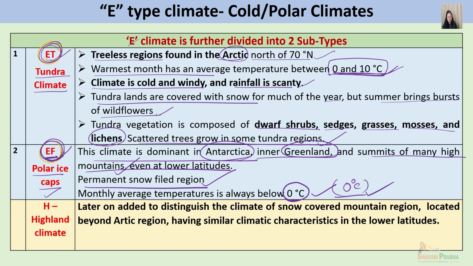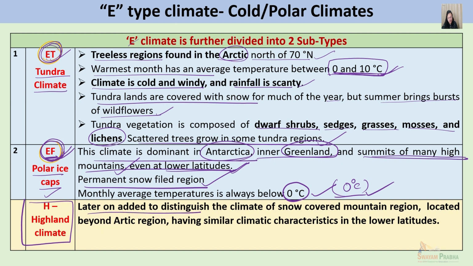EF type of climate is not only representative of polar areas, but it also represents the snow-covered mountain summits even at the lower latitudes. So initially it was very difficult to distinguish between the snow-covered areas of lower latitudes and the polar ice caps which are found in the polar areas. So a separate category in later revisions was formed to showcase the areas which have permanent ice cover, but they are found not in the polar areas but other than polar areas.